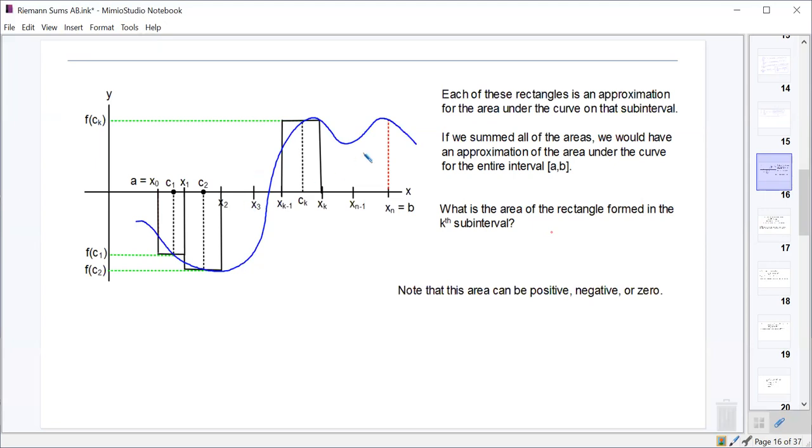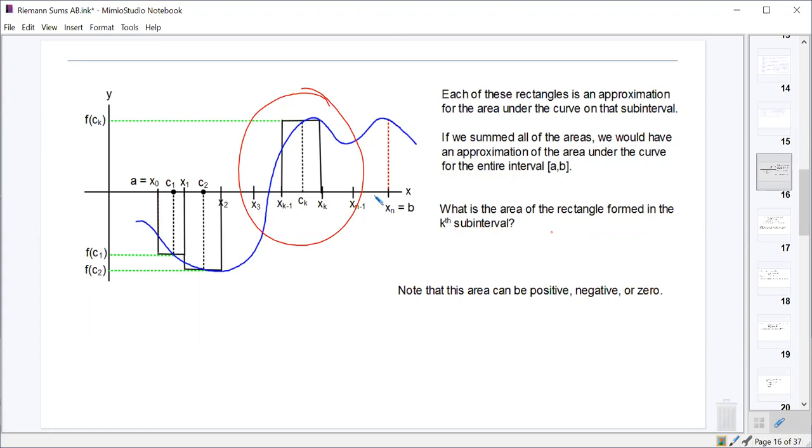And then I labeled some interval the kth subinterval. And when we talk about the kth subinterval, all I'll be talking about is any random subinterval that we might want to choose between the beginning point of my interval, a, or x naught, and the end point of my interval, b, or x sub n. So I've just picked some random subinterval, the subinterval x sub k.